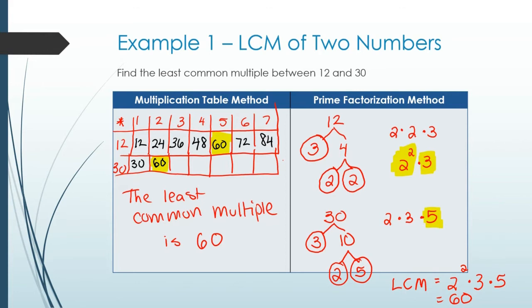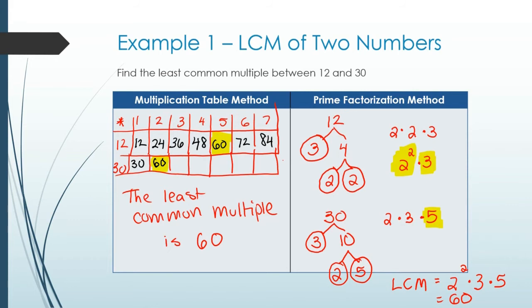Yes. So when we're doing this, it looks like for time, it would be a lot quicker using the table rather than the prime. Would you agree? It depends on the numbers. For small numbers like 12 and 30, I would use the table. But sometimes if you have really big numbers, I personally find it easier to do the prime factorization method. But either one works, so you can use either one.